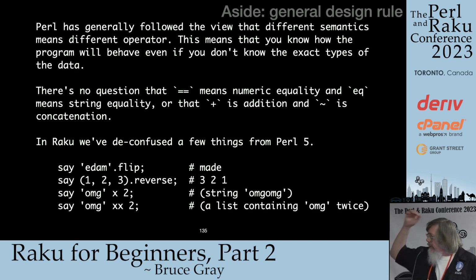Anyway, Perls generally follow the view that different semantics mean different operators. So you know how your program will behave. No question that == means numeric equality and eq means string equality, or that plus is addition, unlike some languages where plus, if those things are strings, you can't tell while you're reading it, but that's supposed to be concatenation. You can't tell when reading a line of code whether it's doing concatenation or addition. That's a bad design. My humble opinion.